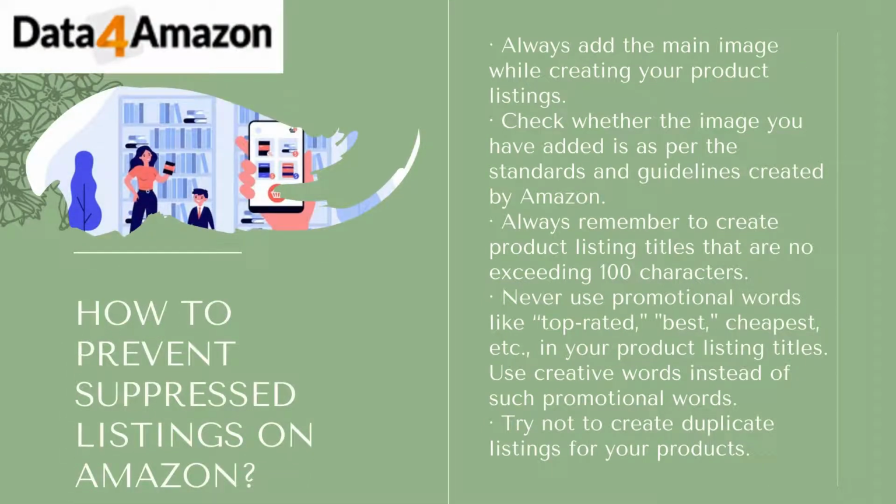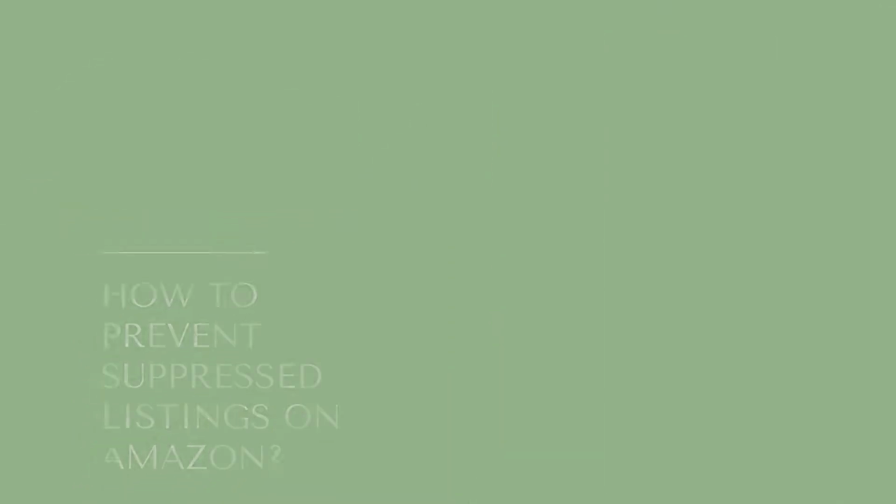How to prevent suppressed listings on Amazon. Always add the main image while creating your product listings. Check whether the image you have added is as per the standards and guidelines created by Amazon. Always remember to create product listing titles that do not exceed 100 characters. Never use promotional words like top rated, best, cheapest, etc. in your product listing titles. Use creative words instead of such promotional words. Try not to create duplicate listings for your products.